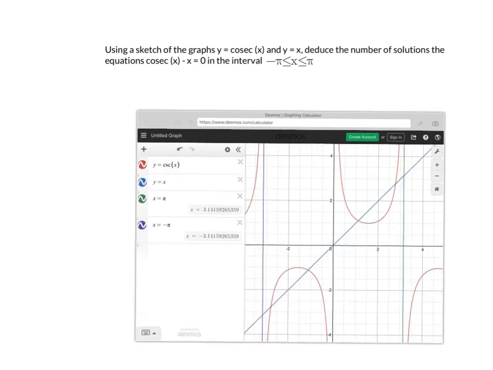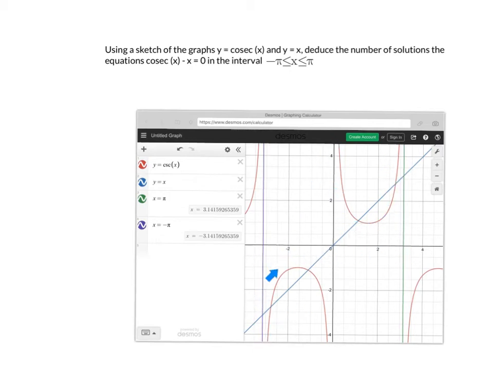Okay, well, using a sketch of the graphs y equals cosec x and y equals x, deduce the number of solutions to the equation cosec x minus x equals 0 in the interval negative pi to pi. Well, I've provided a little graph. Thanks again to Desmos. This is really useful. I hope you are using it yourselves. So I've just put in x equals negative pi and x equals pi, so you can see the interval very clearly.